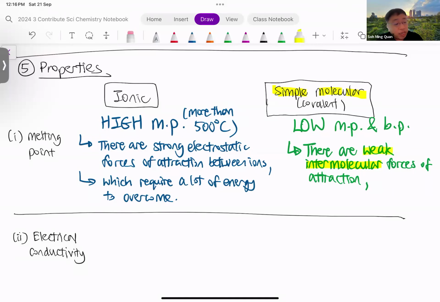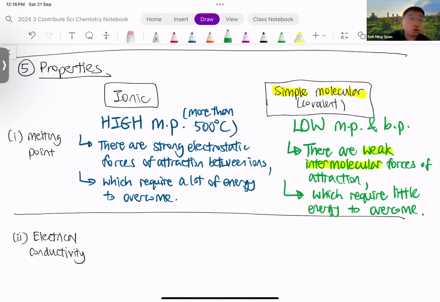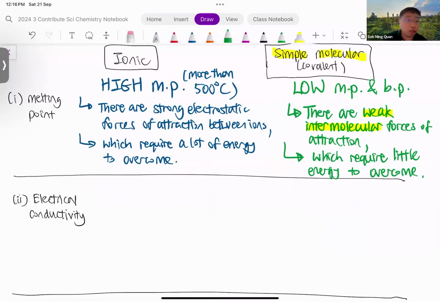The next keyword here is they are weak forces of attraction, right? So because they are weak, they will require a small amount of energy or little energy to overcome. If the forces are weak, you don't need so much energy to overcome them. So the amount of energy is small or little. So you can see for melting point, we go for the forces of attraction. You must talk about the forces of attraction when you are asked to explain melting points.